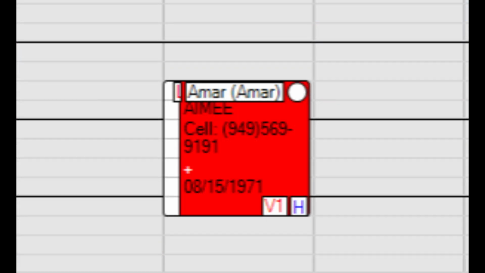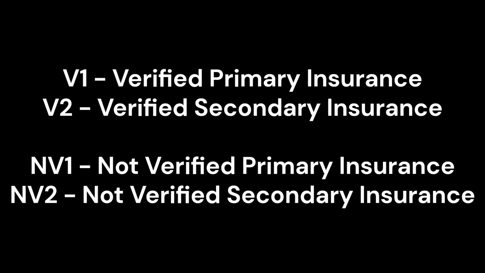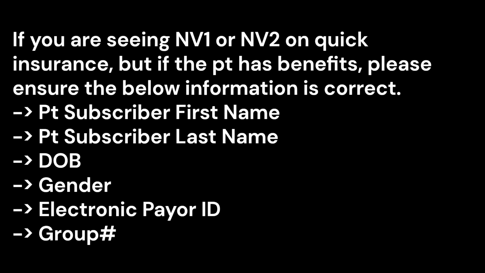Also, once the quick insurance verification is done, there will be a flag on the appointment tile saying V1, which represents verified primary insurance. Displayed on the screen are the corresponding codes and what they represent. Also, you can see the troubleshooting steps you can perform if some of your patients are marked as NV1 or NV2.